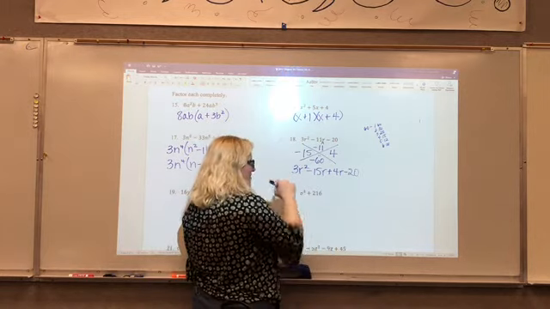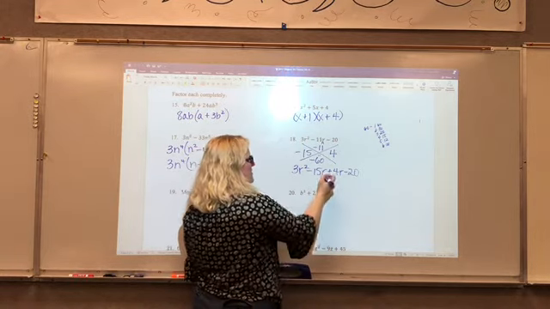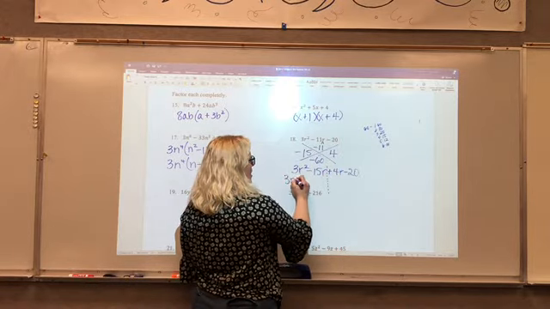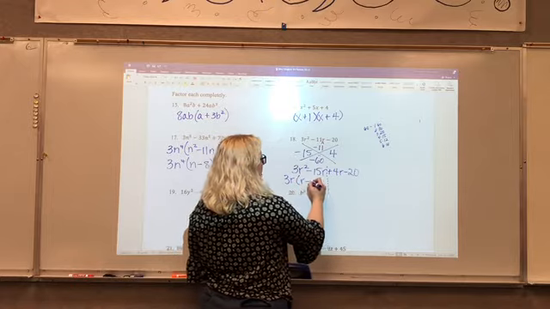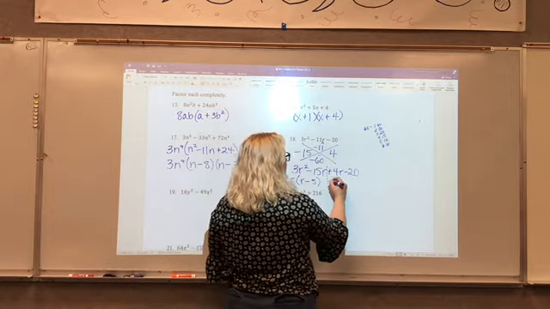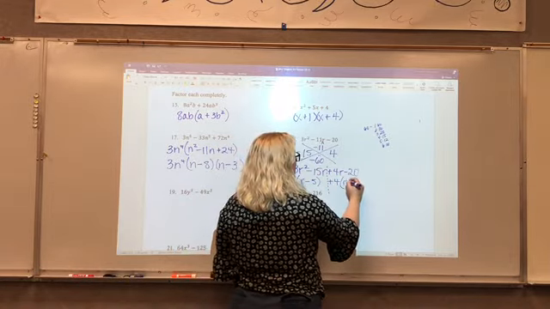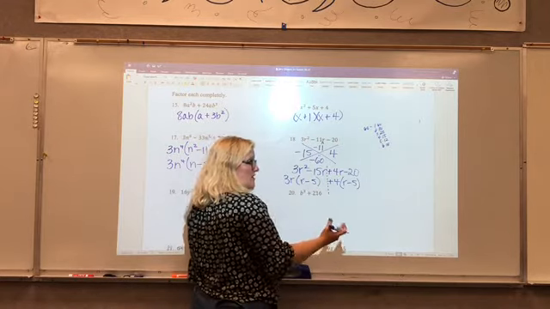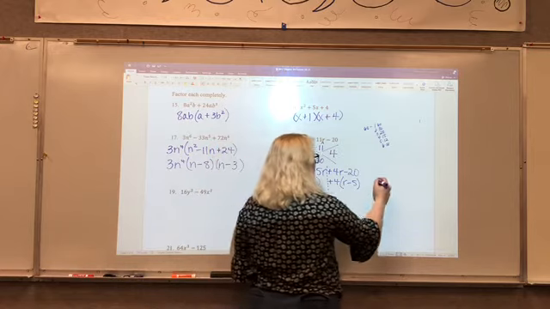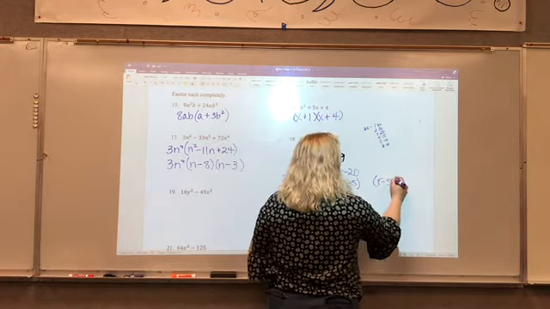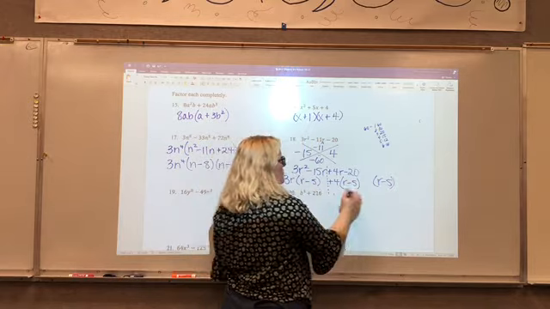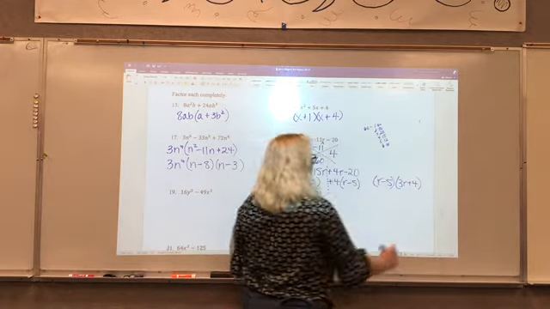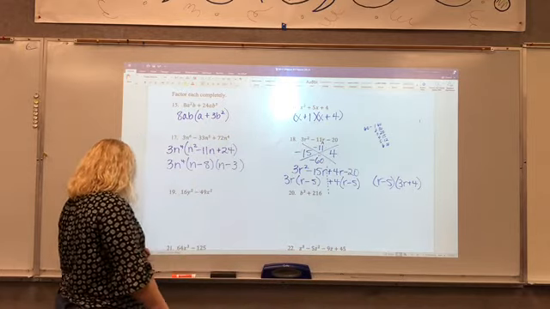And now when I factor by grouping, I kind of divide it in half. I can factor out a 3r, and I'm left with r minus 5. Plus, I can factor out a 4, and I'm left with r minus 5. So r minus 5 is one of the factors, obviously. And the other one is what's left, which is 3r plus 4. Okay, so that is that one factored completely.